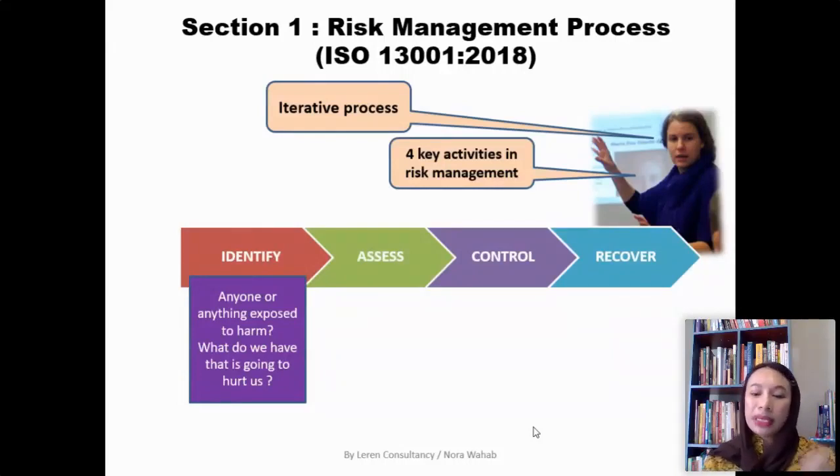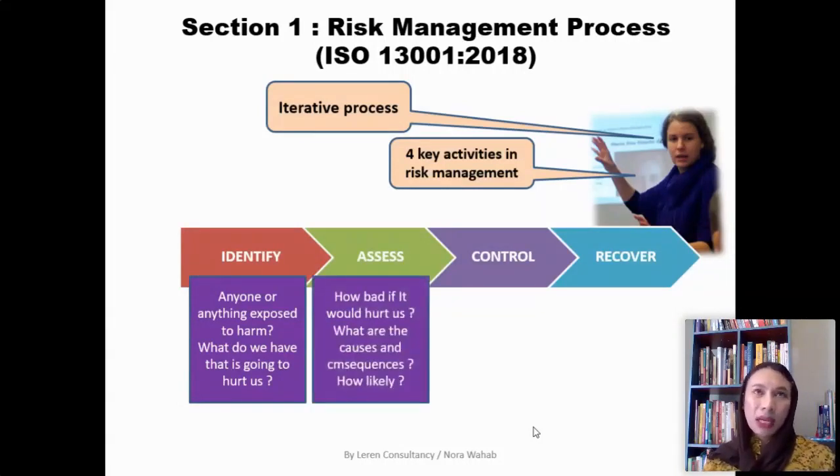And when it comes to assess, you think that I'm now having my risk, having the threat. So what is going to be the consequence? What is the result of this threat? How likely is it to occur? So you're going to identify, and then you're going to assess.